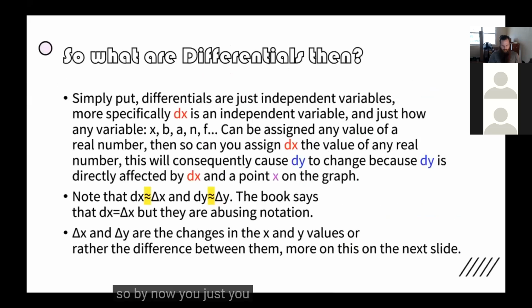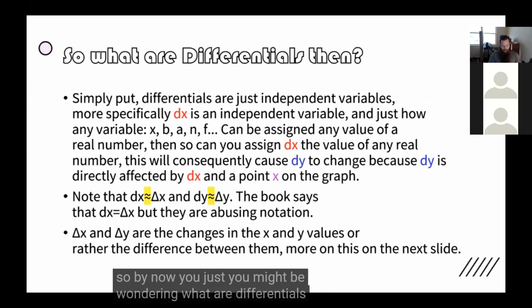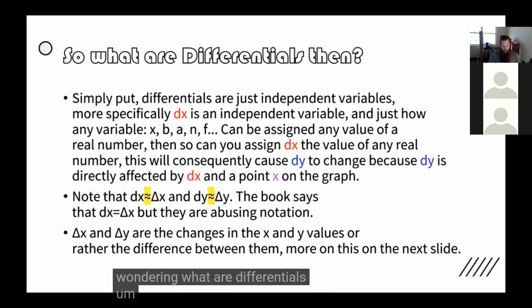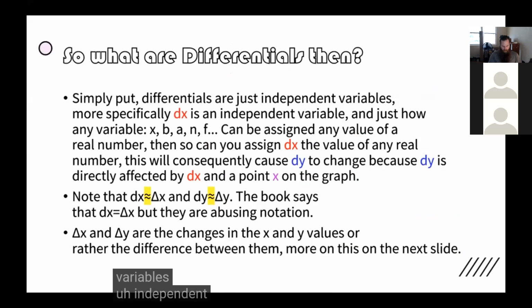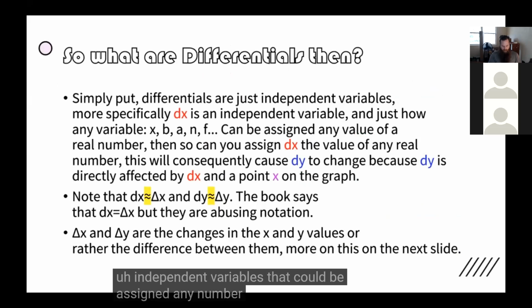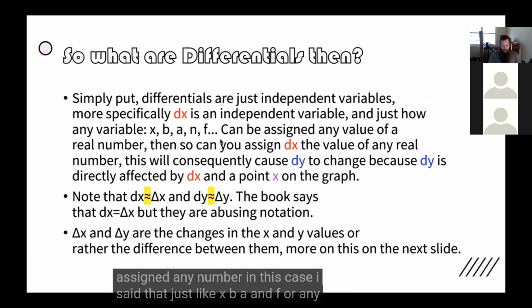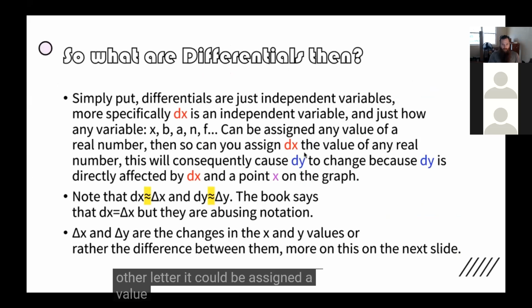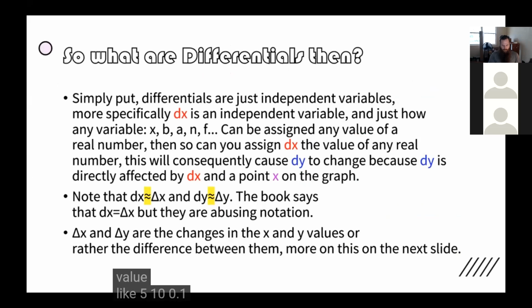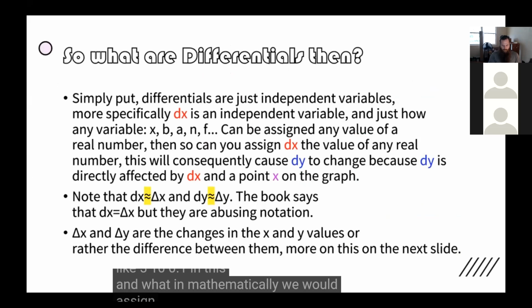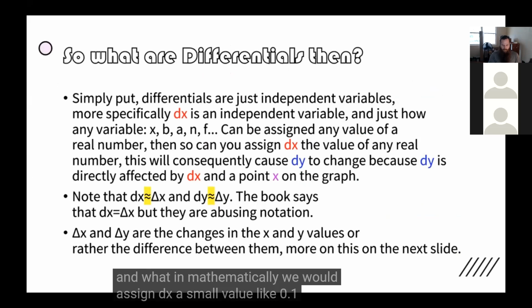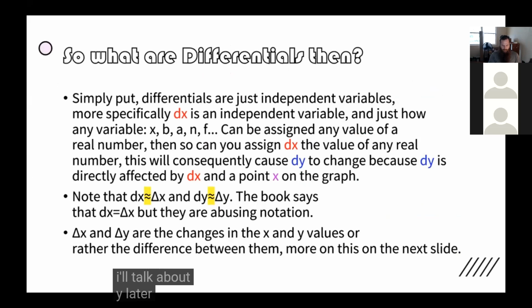So by now, you might be wondering, what are differentials? In short, differentials are just independent variables that could be assigned any number. Just like x, b, a, or any other letter could be assigned a value like 5, 10, or 0.1. Mathematically, we would assign dx a small value like 0.1, but I'll talk about dy later. That's just what differentials are.